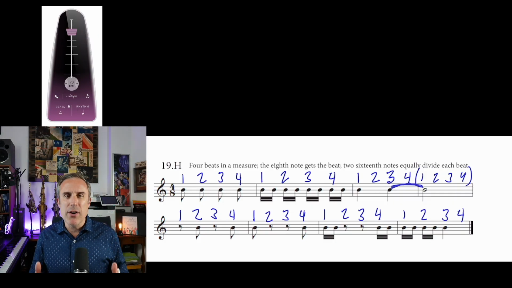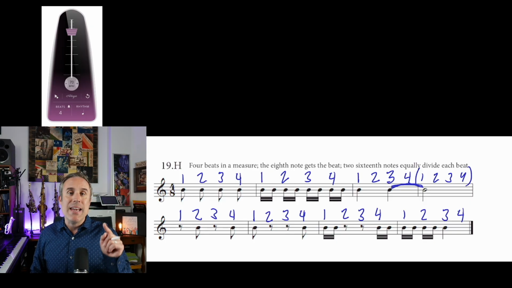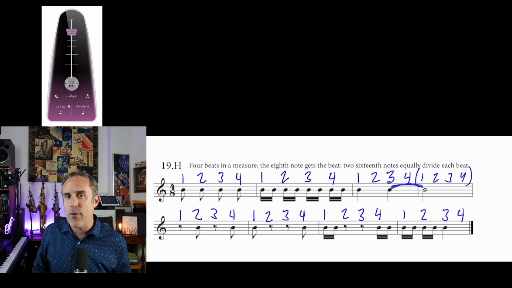You probably heard I had the 16th notes. I performed them a little bit more staccato to really emphasize the subdivision of that 8th note. I hope you joined me in this exercise. Now that we vocalized this rhythm along with the metronome, we know the next step is to find that MP3 for exercise 19H and check for our accuracy. So let's go do that together right now.